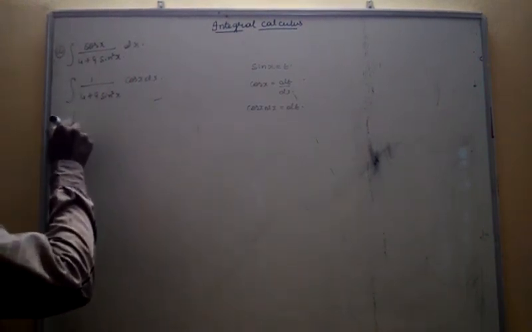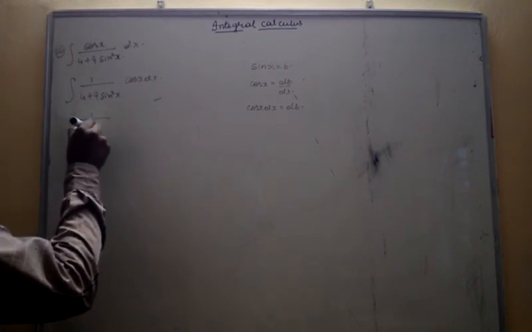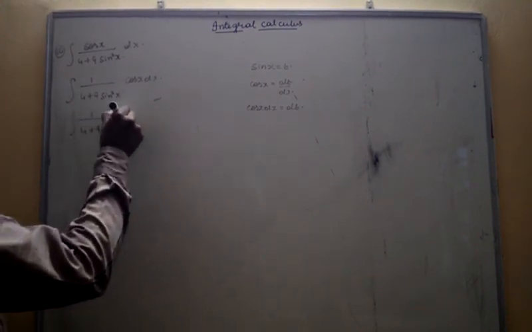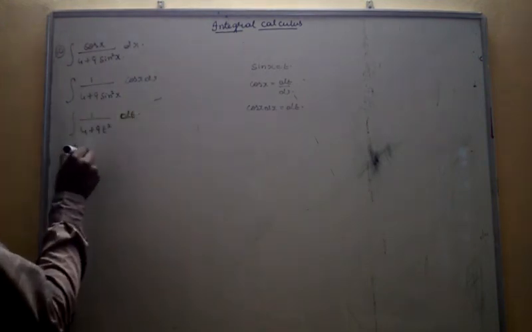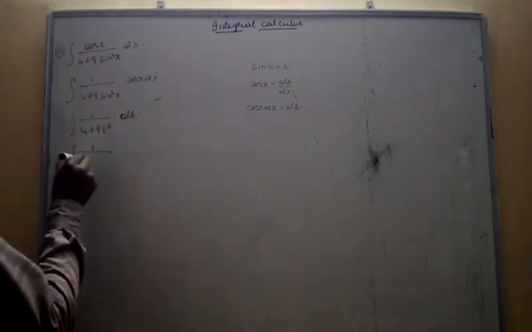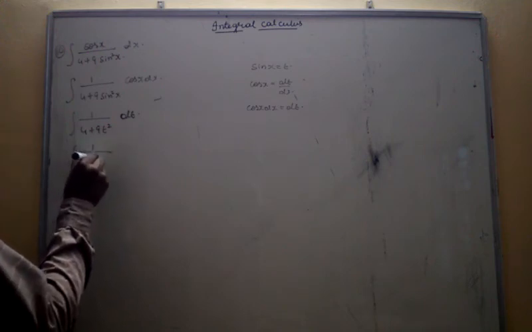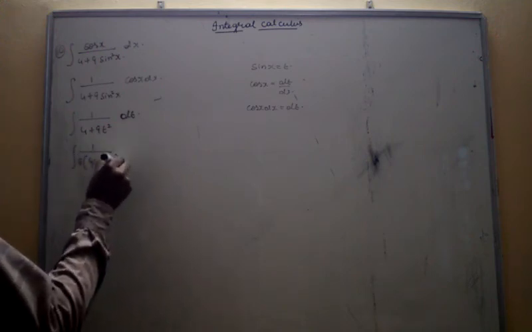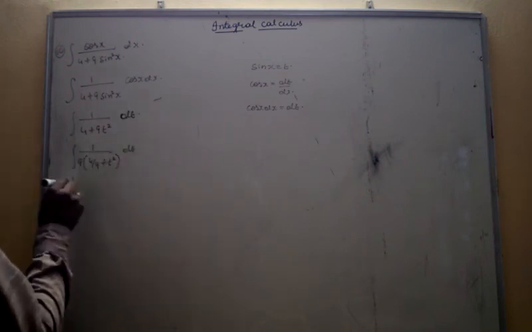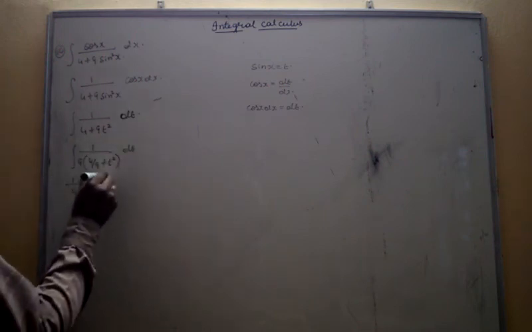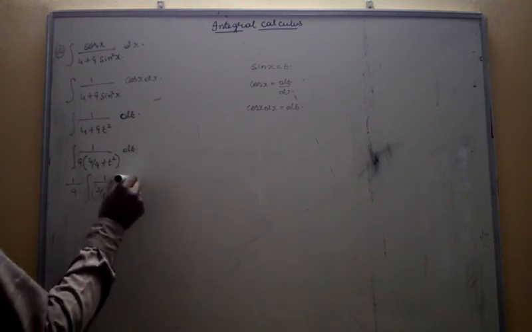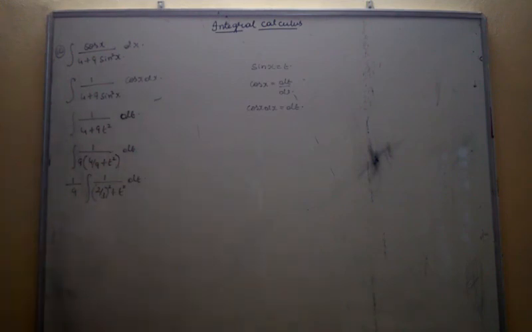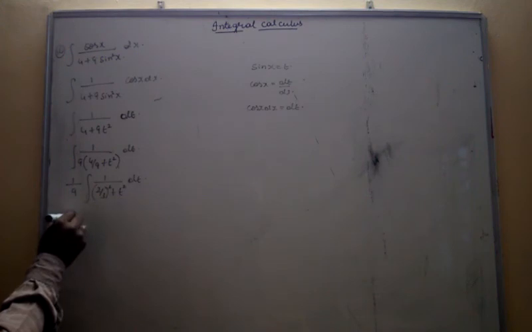Then let us substitute: 1 by 4 plus 9 t square dt. Then if you take 9 common, 1 by 9 outside, 4 by 9 plus t square dt. Then 1 by 9 is a constant, and this can be written as 2 by 3 whole square plus t square dt, and it is in the form of tan inverse.